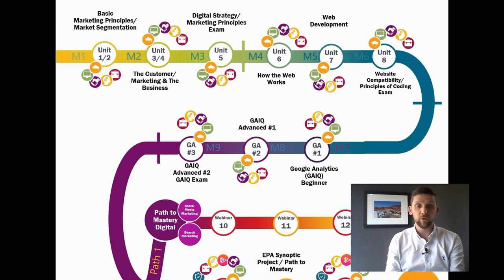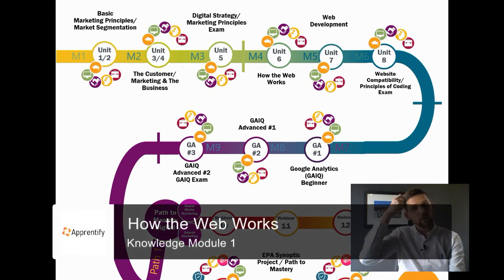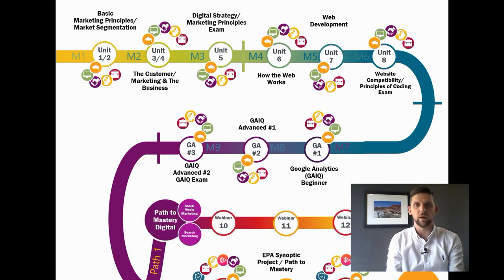Starting off with month 4 and unit 6, you will look at how the web works. So how the web works is looking at the technologies that support digital marketing, looking at the difference between the internet and the World Wide Web and how those two different technologies and how those two different elements have evolved. We'll look at servers, databases, hosting methods, content management systems, and all the different technologies that support digital marketing.